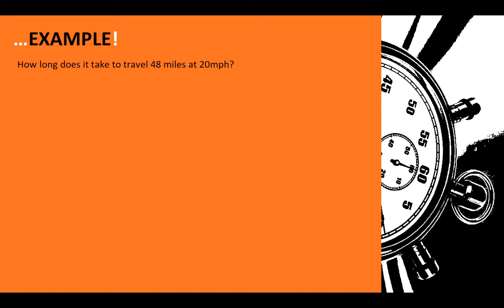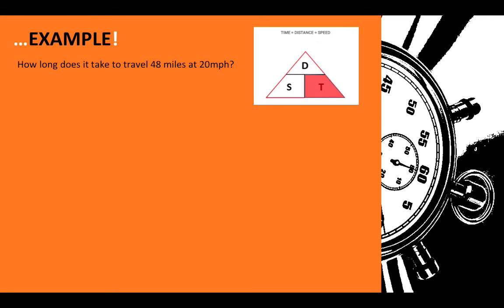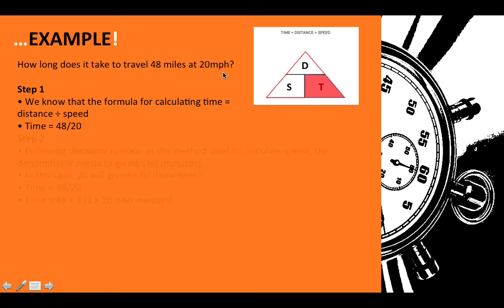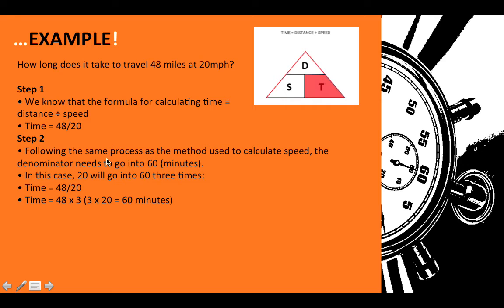So how long does it take to travel 48 miles at 20 miles per hour? Step 1. We know that the formula for calculating time is distance divided by speed, so we've got 48 divided by 20. Following the same process as the method used to calculate speed, the denominator needs to go into 60 minutes. In this case, 20 will go into 60 3 times.